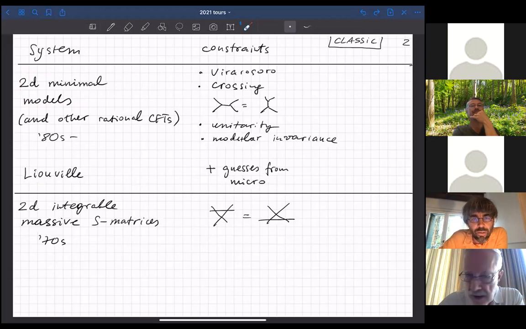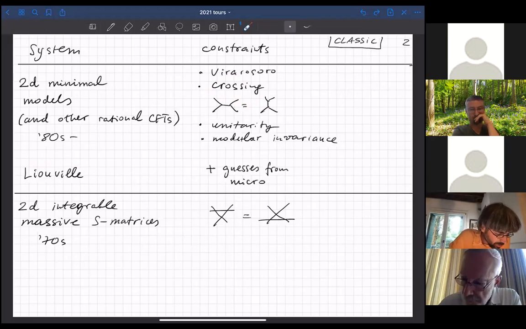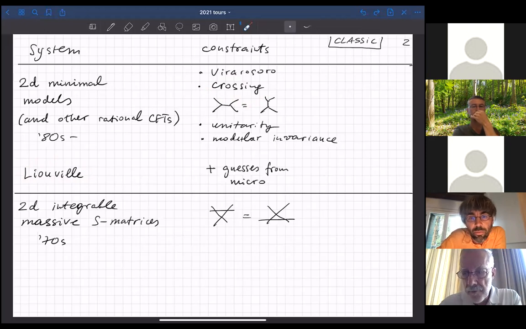And what are those constraints that they were using? They were using the Virasoro symmetry. They were using the crossing symmetry, which I'm going to mention later as well. And some other constraints, such as unitarity or modular invariance, also played a role. And then another similar success was later on in the solution of the quantum Liouville model and other related models, which are more complicated two-dimensional CFTs, and they were solved by using the same constraints as for minimal models, and by adding some intelligent guesses from microscopics.